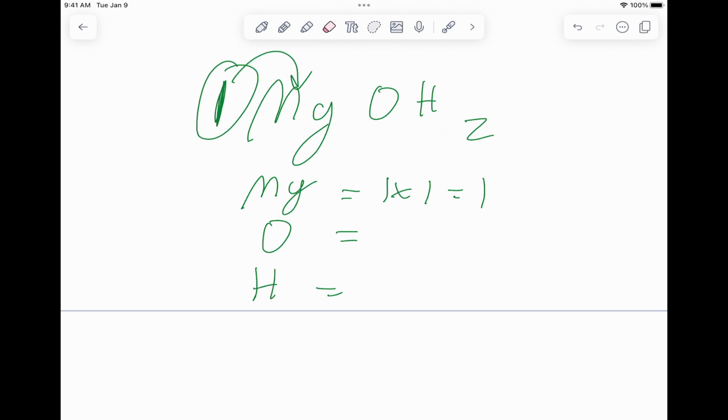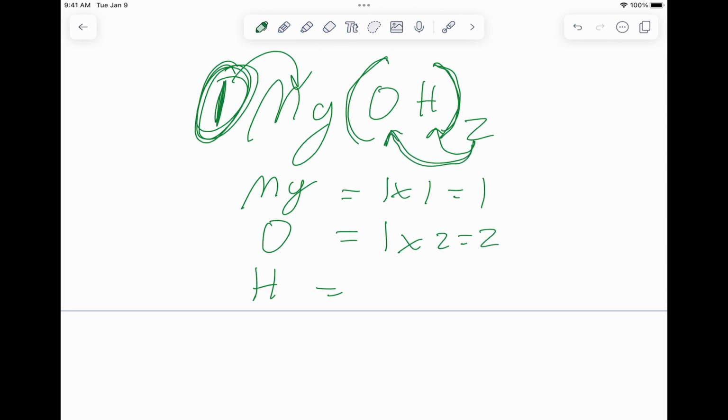Some of the extra junk. Because of these parentheses, this 2 represents the hydrogen and the oxygen, okay? So I have 1 overall grouping times this 2 for the oxygen, for 2 oxygens. I still have 1 overall grouping and this 2 for the hydrogens. So I end up having a total of 1 magnesium, 2 oxygens, and 2 hydrogens.